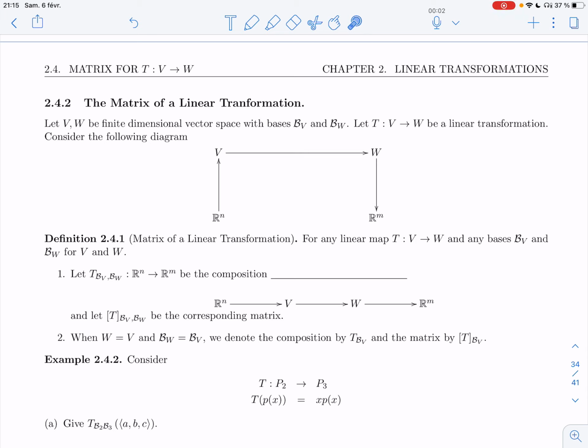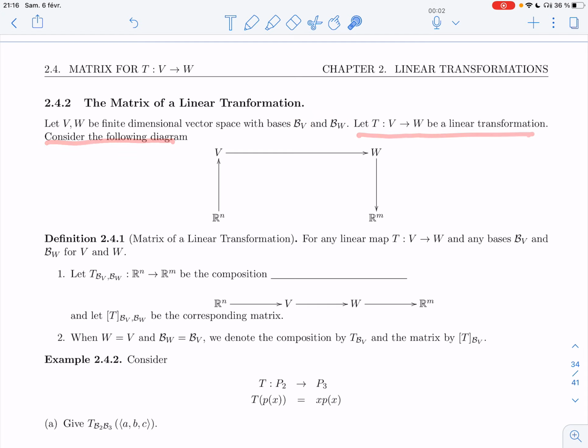Welcome back. We are now ready to define the matrix of a linear transformation between any vector spaces, as long as they're finite dimensional. So let V and W be finite dimensional vector spaces with bases BV and BW. To obtain a matrix, you need to pick a basis for the domain and a basis for the codomain. All right, so let T be a linear transformation.